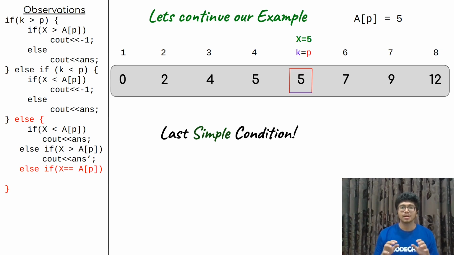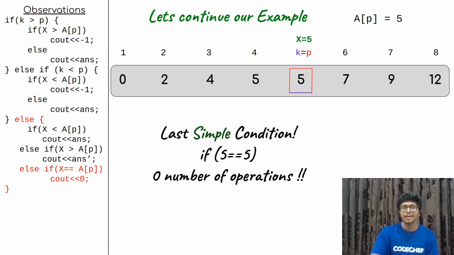Now the observation is almost completed. Now let's move on to one simple condition which I want to tell you. Now you may ask, what if the values of k and p are the same, and the values of a of p and x are also the same? For this simple condition, what do you think the answer would be? It's simple. If the value of x and a of p are the same and k and p are the same, then you don't need to perform any operations. You need to perform 0 operations, because you already have the desired value. In this case, you will be outputting 0 as your answer.